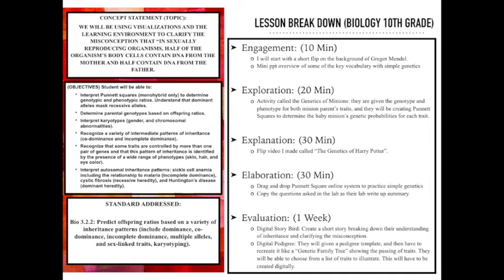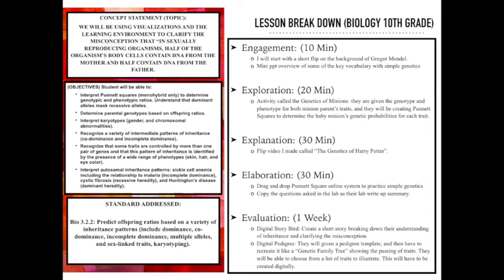So these objectives in particular are based on the standard Bio 3.2.2, where they will be predicting offspring ratios based on a variety of inheritance patterns, including dominance, codominance, incomplete dominance, multiple alleles, sex-linked traits, karyotyping, and pedigrees.